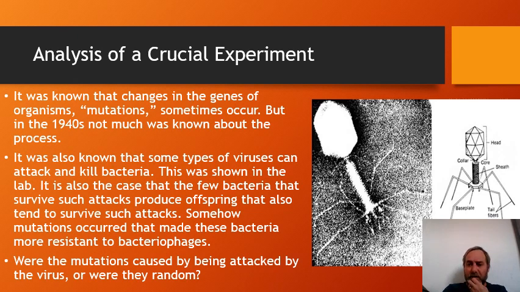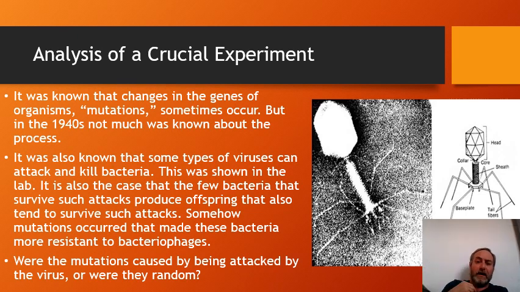So here's an example of something that we could consider a crucial experiment. It's about mutations in genes. We know that evolution and other things happen by mutations in our DNA. They'll change randomly, and you'll get a generation with attributes that don't necessarily come from either mother or father. We knew that happened, but in the 1940s we didn't know that much about how it happened. They also happened to know at that time that certain types of viruses can attack and kill bacteria. It's been shown in the lab. But they also noticed that when you do this, some of the bacteria will survive, and when they do, they seem to produce offspring that also survive the viral attack. These viruses that kill bacteria are called bacteriophages. I don't know if I'm pronouncing that right.